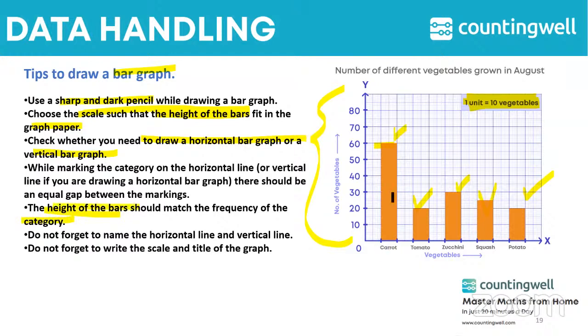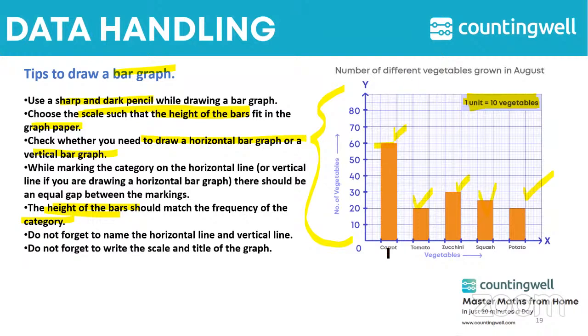So here the height of the carrot bar is 60. Height for the bar of tomato is 20. Height of zucchini we have 30. Height of squash we have 25. Height of potato we have 20. So what does this represent? The frequency of carrot is 60. Frequency of tomato is 20.